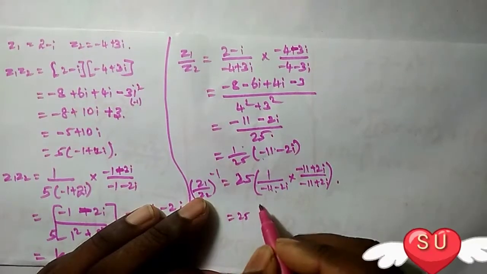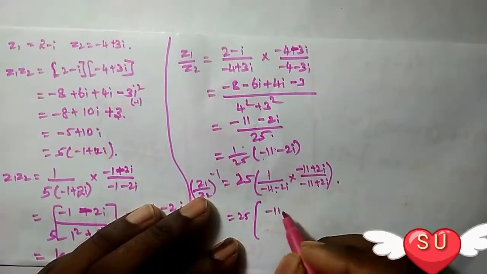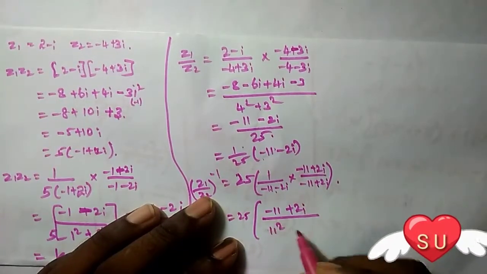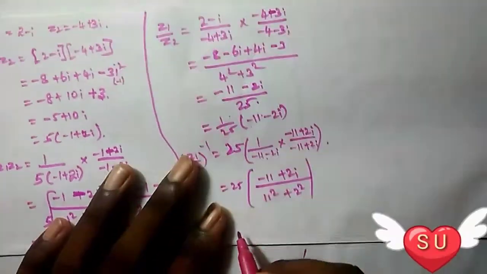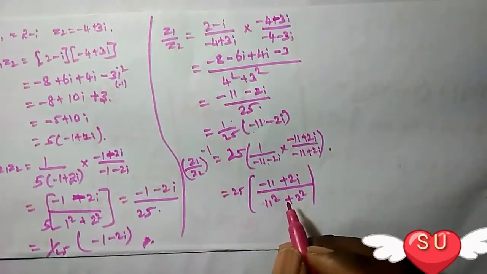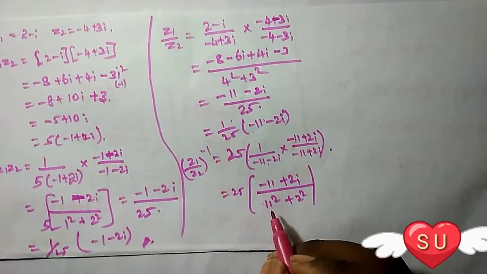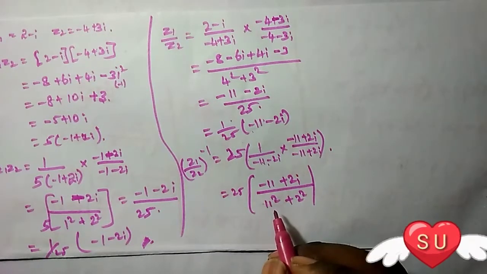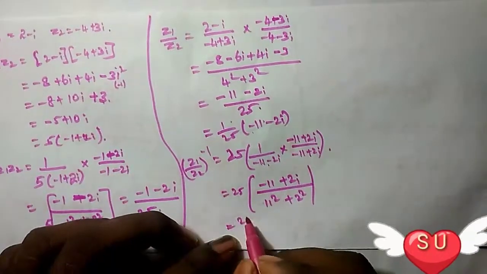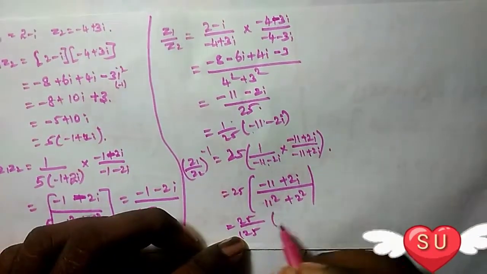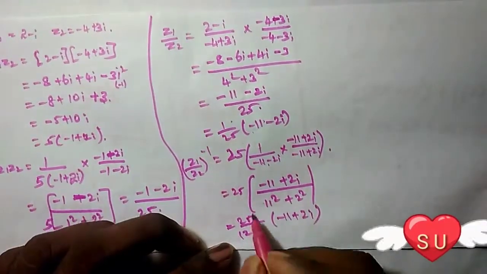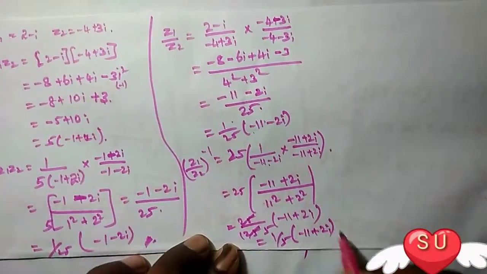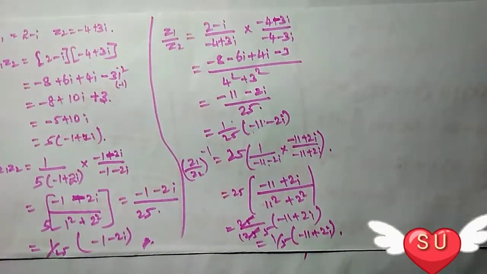So we have 25 into (minus 11 plus 2i) divided by 11 square plus 2 square. 11 square is 121, and 121 plus 4 is 125. So 25 divided by 125 into (minus 11 plus 2i). Cancelling by 25, we get 1 divided by 5 into (minus 11 plus 2i). Okay friends, so this is the answer.